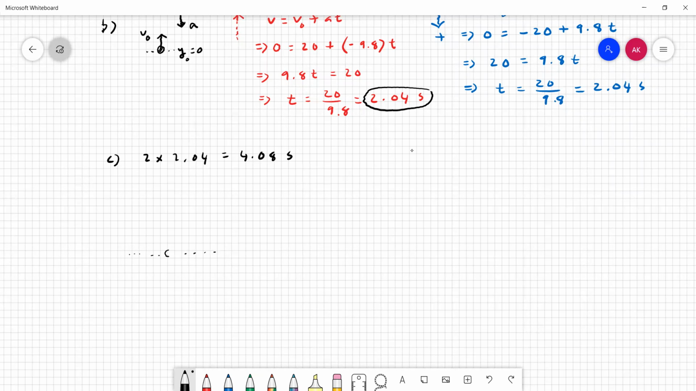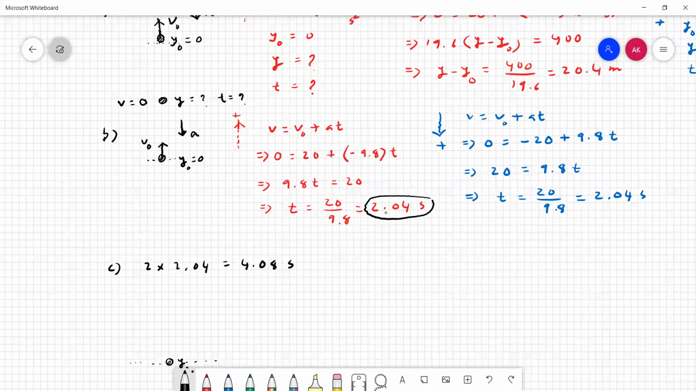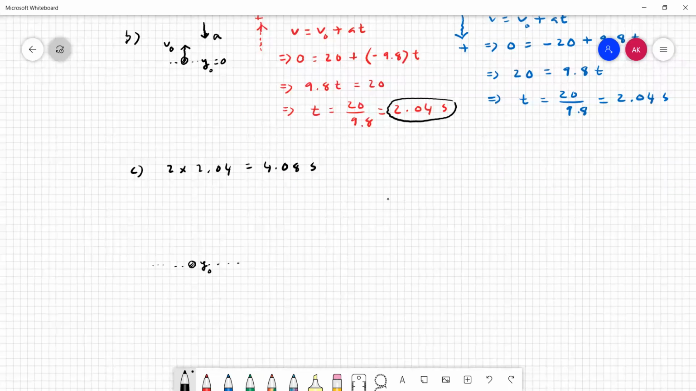In part C, initially the ball is at the ground. Where is the final position of the ball in part C? Where is the ball? On the ground. It's in the same position. So it went all the way up and came down. So its initial position and final position are the same.